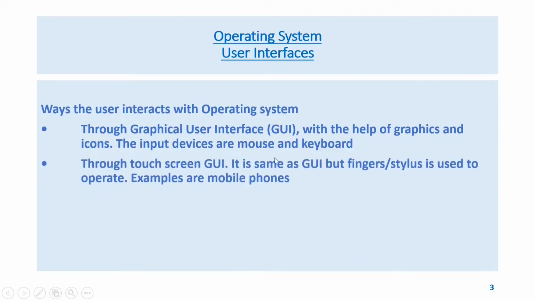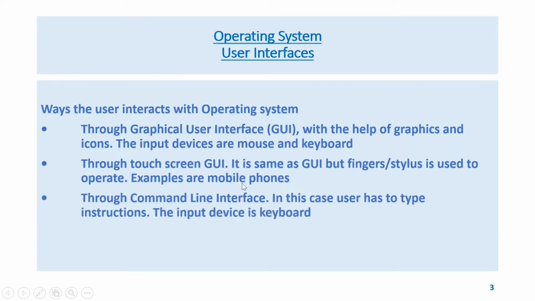Next is through touchscreen GUI. It is the same as GUI, but fingers or a stylus is used to operate. Examples are mobile phones, which you can operate with an attached stylus or with your fingers. Through the command line interface, the user has to type instructions. The input device in this case is the keyboard.